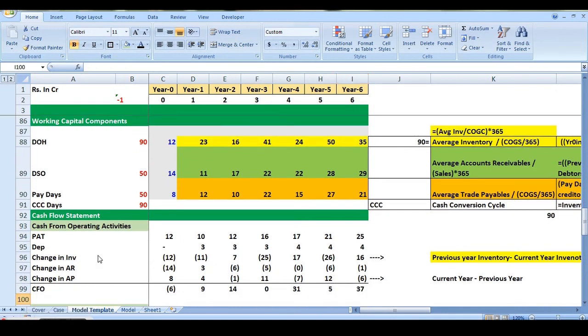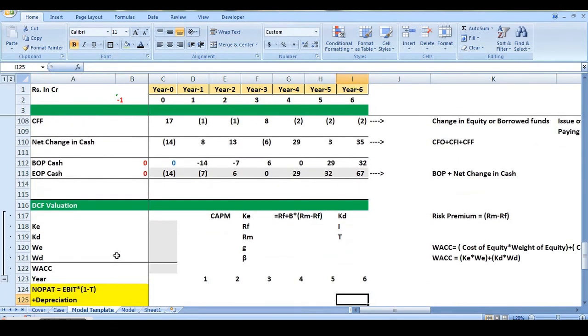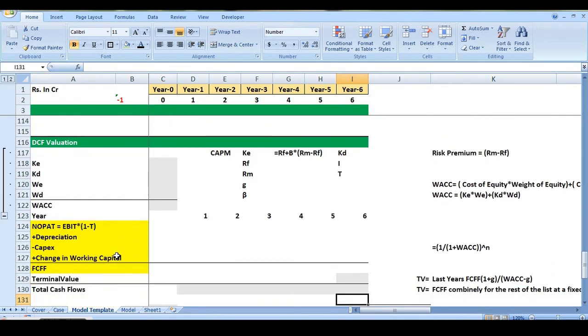Now the last part in the financial modeling is valuation. For the purpose of valuation, we will be using two methods, DCF valuation method and relative valuation method.